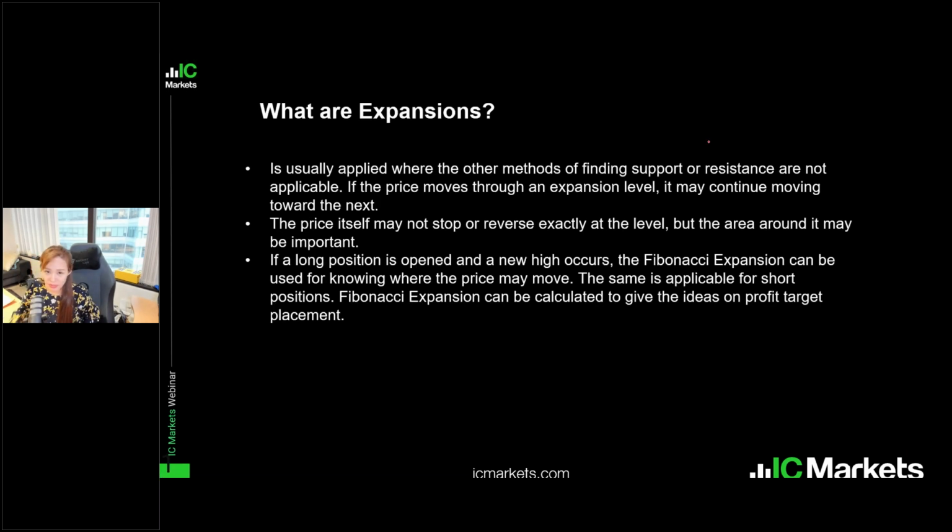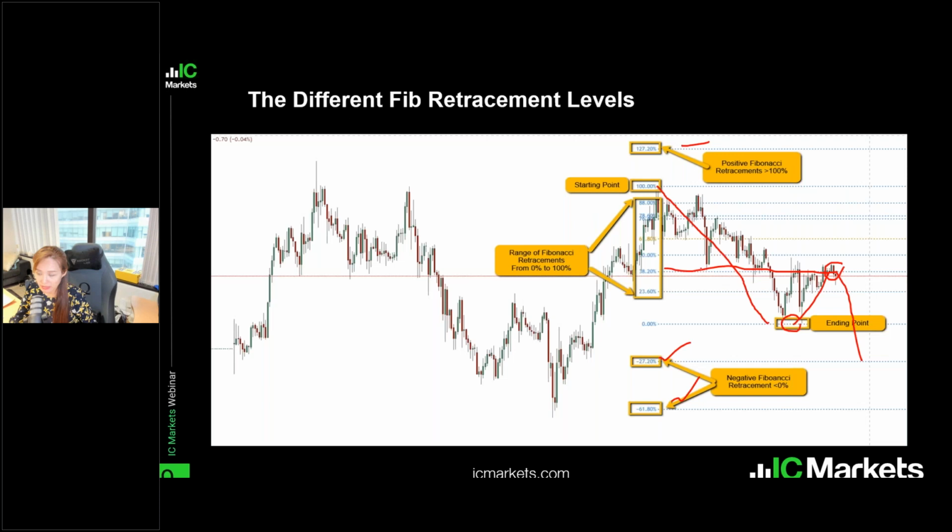What is expansion? Like I say, usually we use expansion where other methods to find support and resistance are not applicable. For example, if I draw like this, you look on your left side here, there is no support or you cannot find any level. So usually we will use Fibonacci expansion like this to find the support. This is your first target here, meaning from starting point to ending point, price retraces or pulls back at 38.2%. Price is likely to come down to 27.2%.